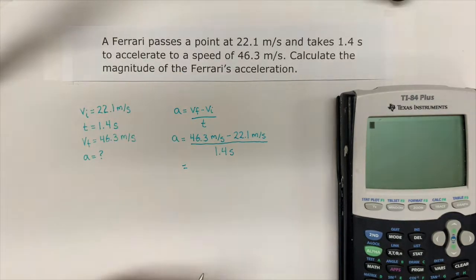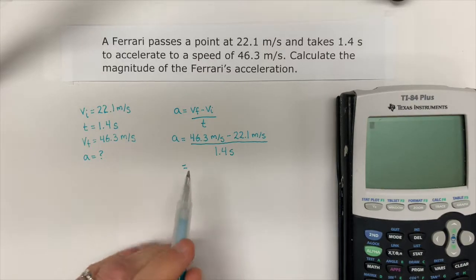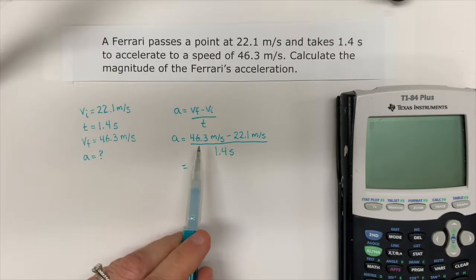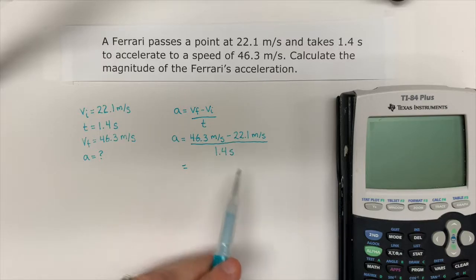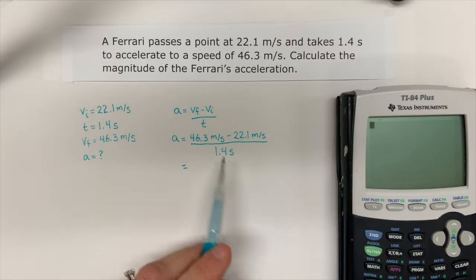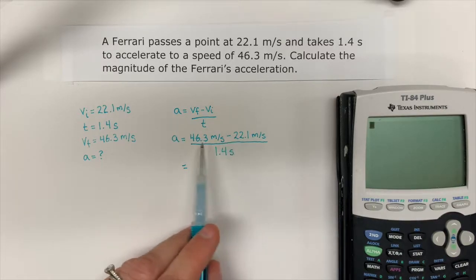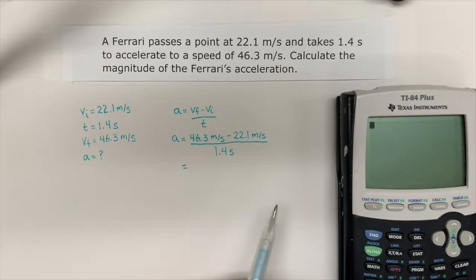This is a little bit more complicated to type into the calculator because your calculator doesn't understand the order of operations without brackets. So in this case, I need to do my subtraction before I do my division. Therefore, I'm going to type in an open bracket, 46.3 minus 22.1, close the bracket, and then divide by 1.4.